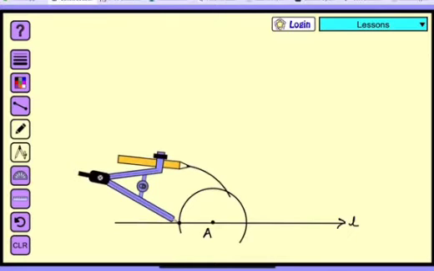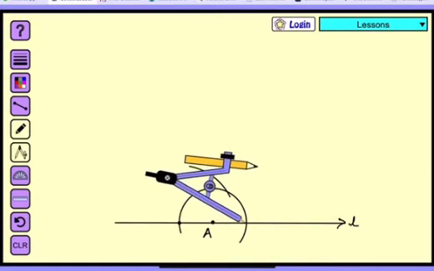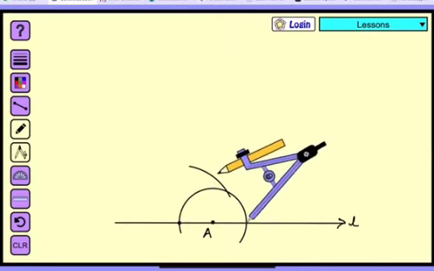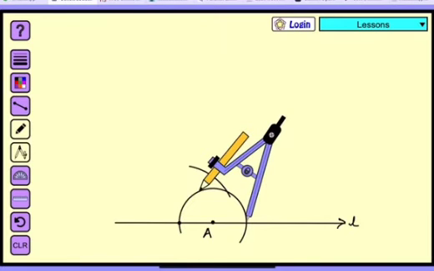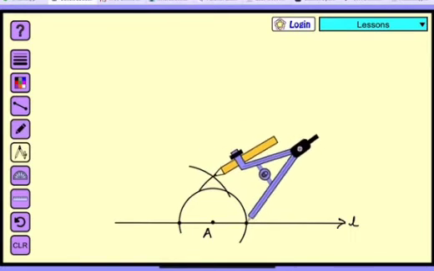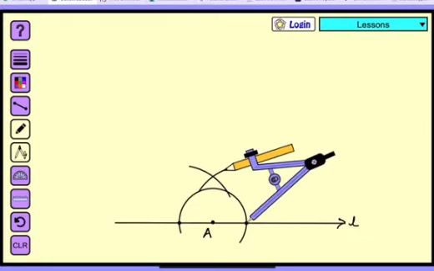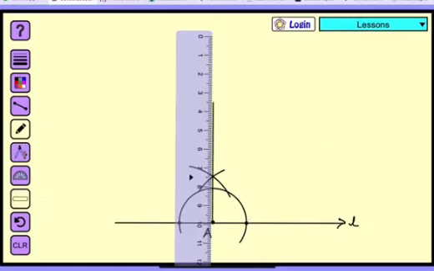Keeping the same radius but shifting the point to the other side of the arc, we will have to draw another arc. I hope all of you are getting it, children. It is better you also construct along with me. Now we'll have to join this point of intersection of these two arcs with the point A.